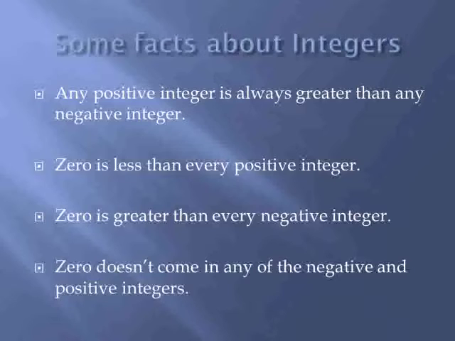-2. Or we can say, which is the greater one of 0 and -2? 0 is greater than -2. Now the fourth point, as I told you before, is that 0 neither comes on the negative side nor the positive side. It is written here, 0 does not come in the negative or the positive integers. It comes between the negative and positive integers.